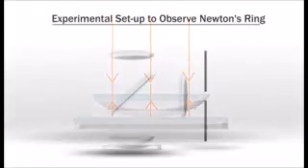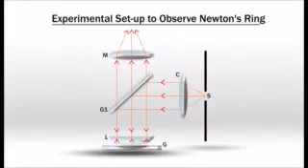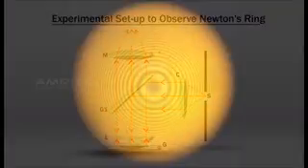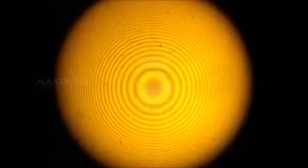When a parallel beam of monochromatic light is incident normally on a combination of a planar convex lens and a glass plate, a part of each incident ray is reflected from the lower surface of the lens, and a part, after refraction through the air film between the lens and the plate, is reflected back from the plane surface. These two reflected rays are coherent. Hence, they will interfere and produce a system of alternate dark and bright rings.